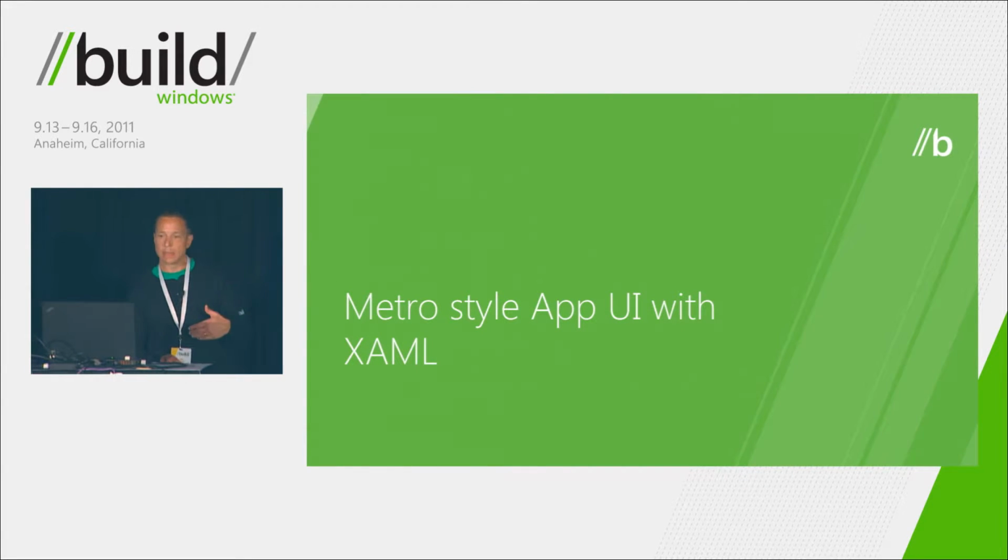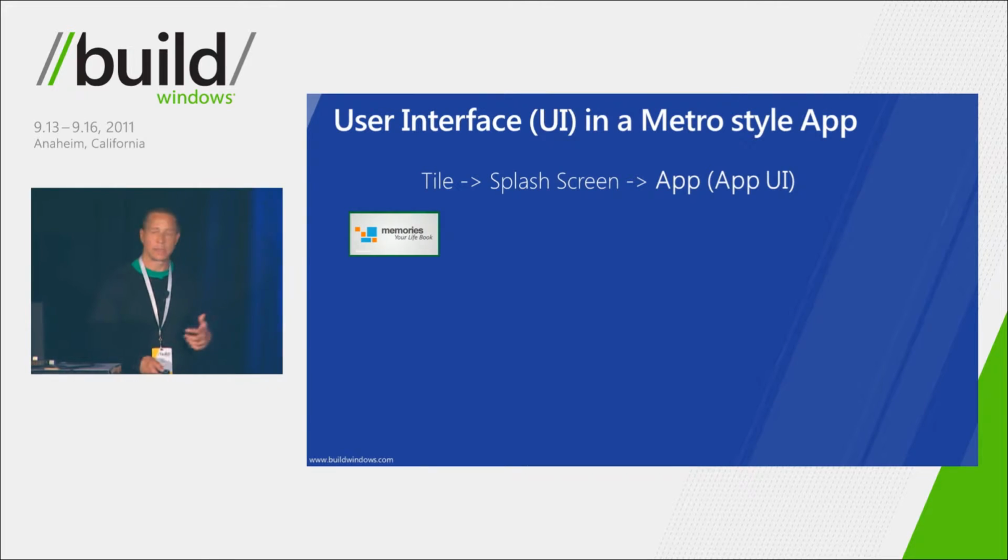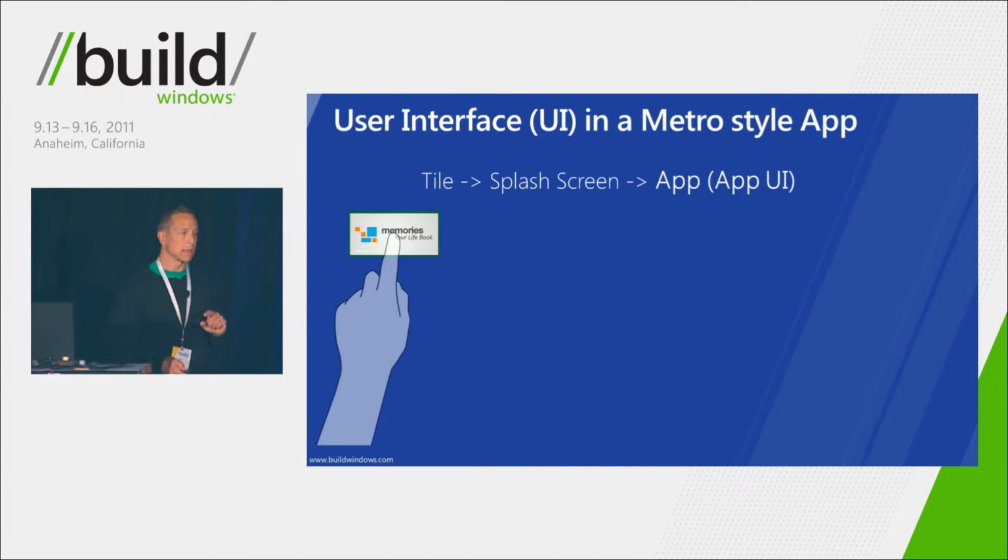So now I'm going to get into some of the specific new things we've done from a XAML app UI perspective. But first, one more minor segue: as you're developing an app, the first thing a user does when they interact with your app is they interact with a tile. And they click on the tile, and the tile launches the splash screen. So the tile itself, there is a ton of stuff you can do with a tile to keep your app really effectively look like it's running when it's not running. And that's worthy of a talk itself.